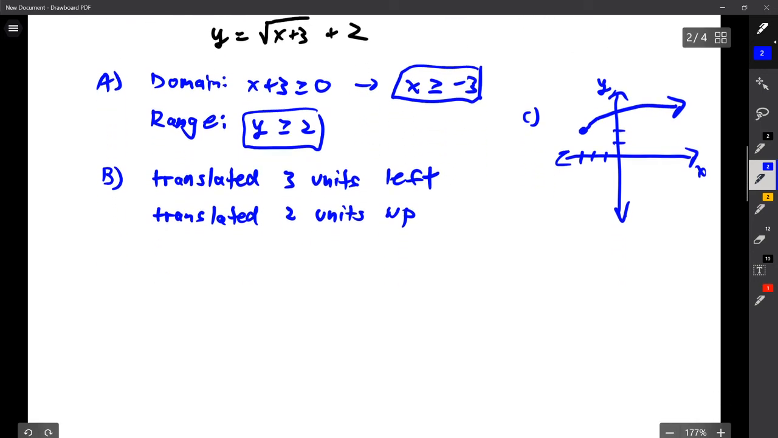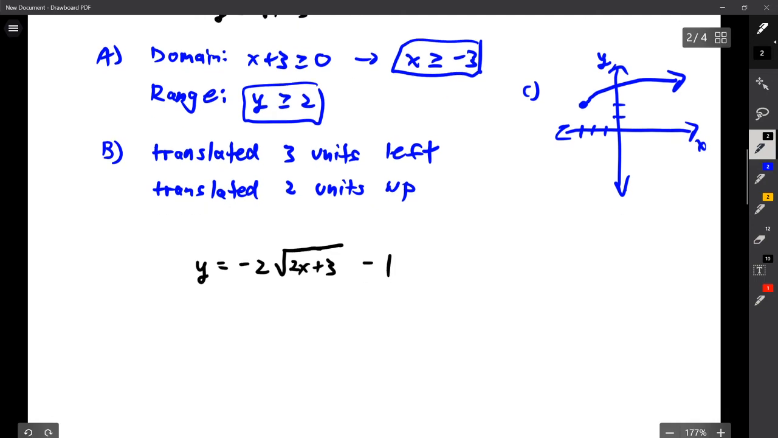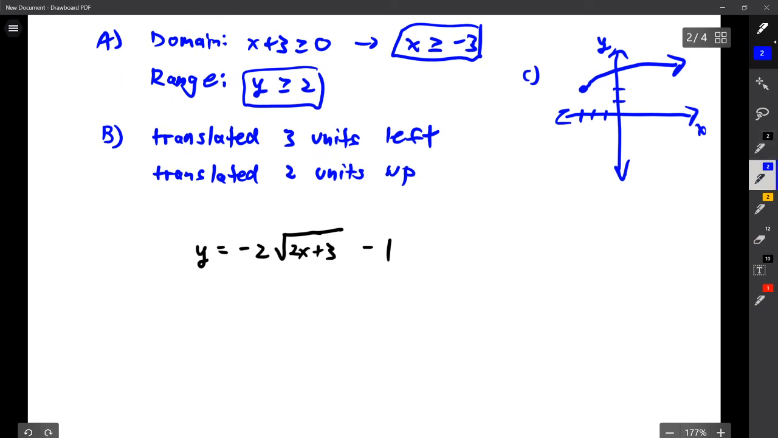This time, instead of y equals square root of that, let's do y equals negative 2 square root of 2x plus 3, minus 1. All right, we have a lot going on here. We'll just take it one step at a time. So first we need to find the domain.